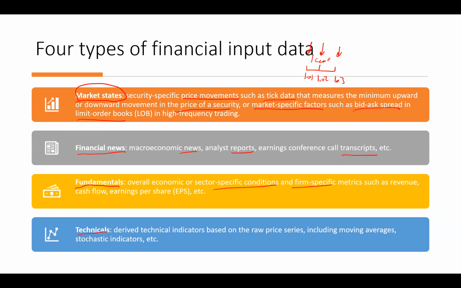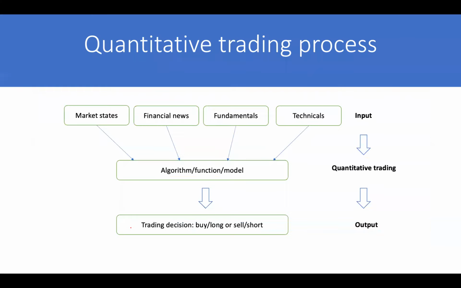It can also be technicals, which falls into the field of technical analysis, which means that we're going to use the raw price data in the history, and from there derive a set of technical indicators to be able to tell if the price is going to increase or decrease, right? So these technical metrics could include moving averages, stochastic indicators, how variable it is for a given period of time. Right, so these are the 4 types of financial input data.